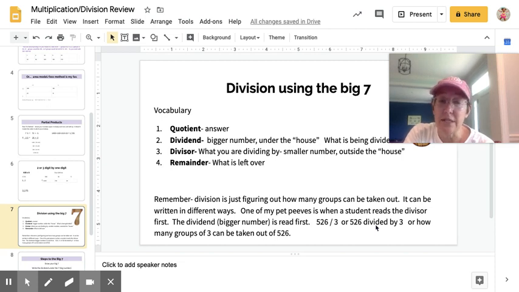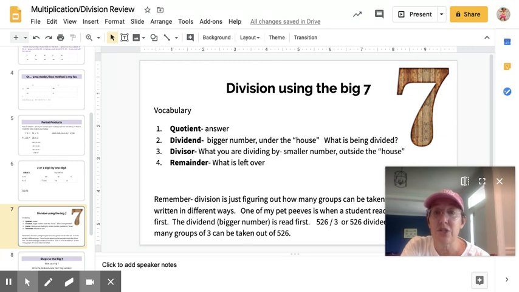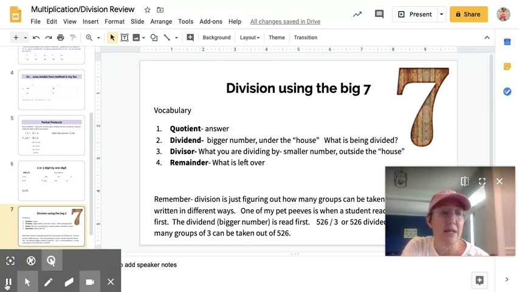It can be written in different ways. One of my pet peeves is when a student reads the divisor first. The dividend, the bigger number, is read first, no matter which way it's said. So it's 526 divided by 3, or how many groups of 3 can be taken out of 526. Just remember that. So that's division using the big 7.